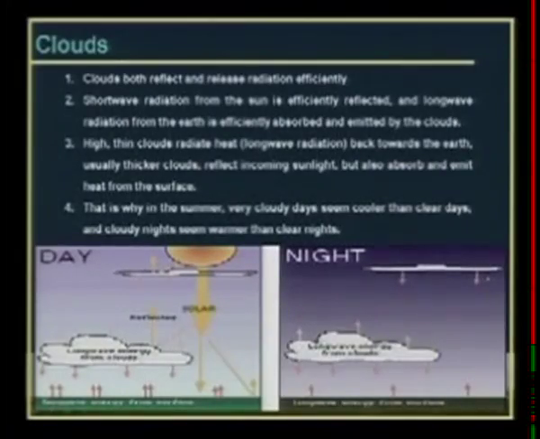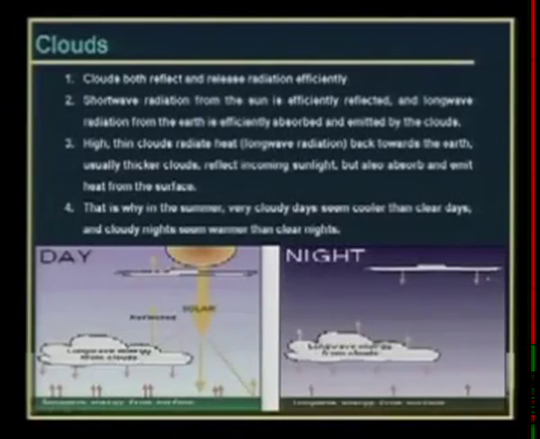Okay, what it really means in terms of hot weather and cold weather. Now you can see here the day and night, clouds both reflect and release the radiations efficiently, as point number 1. Short wave radiation from the sun is efficiently reflected, and long wave radiation from the earth is efficiently absorbed and emitted by the clouds. So what we see here is that long wave radiation from the earth is efficiently absorbed and emitted by the clouds.